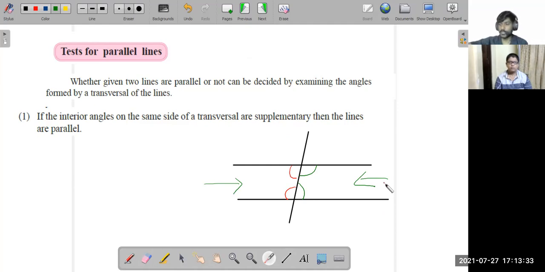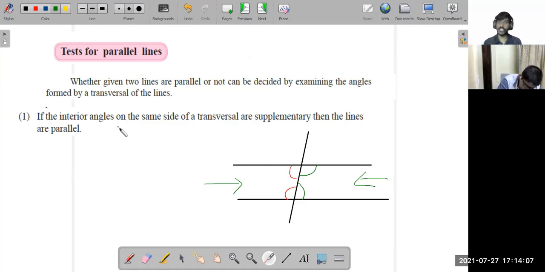I want you to write down these statements. Test for parallel lines. And under that, write the first test. I said, I want you to write it down. Write down the heading, test for parallel lines. After that, directly write down the first test. No need to draw the diagram. We need to just understand it.